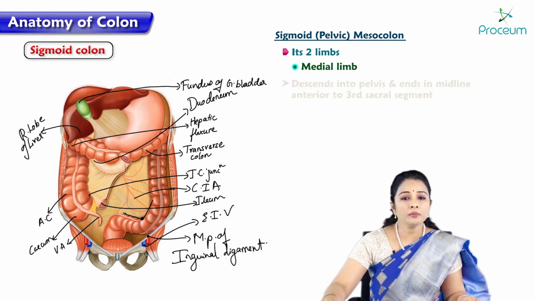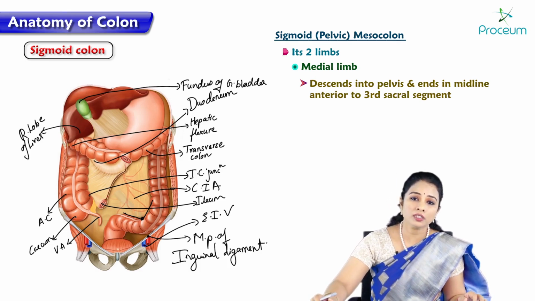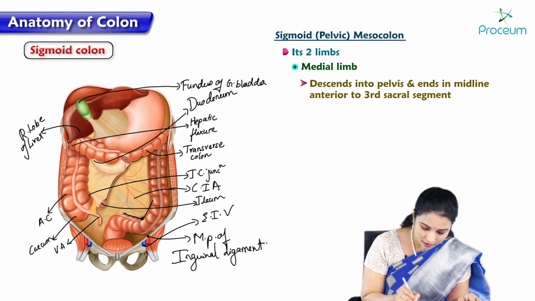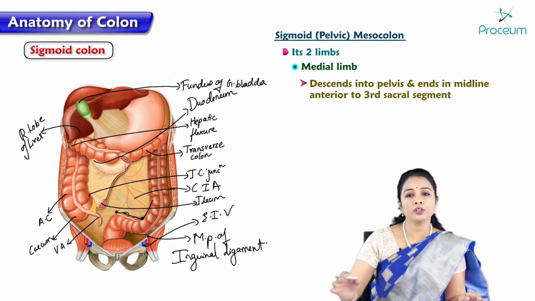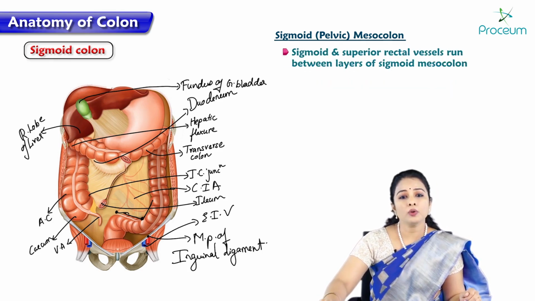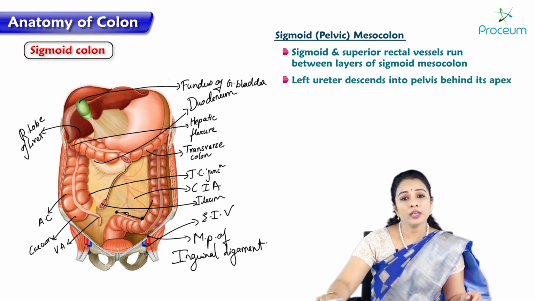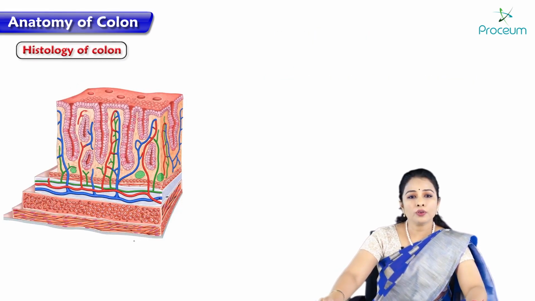Whereas the medial limb descends into the pelvis and ends in the midline anterior to the third sacral segment. So, medially it extends till the third sacral segment where it continues to form the rectum at that point. Sigmoid and the superior rectal vessels run between the layers of sigmoid mesocolon, and the left ureter descends into the pelvis between its apex.